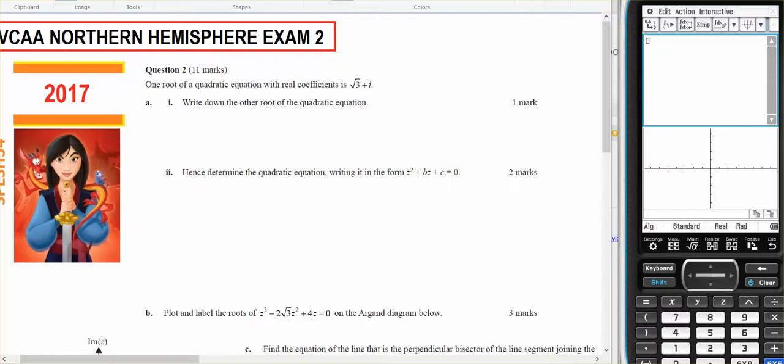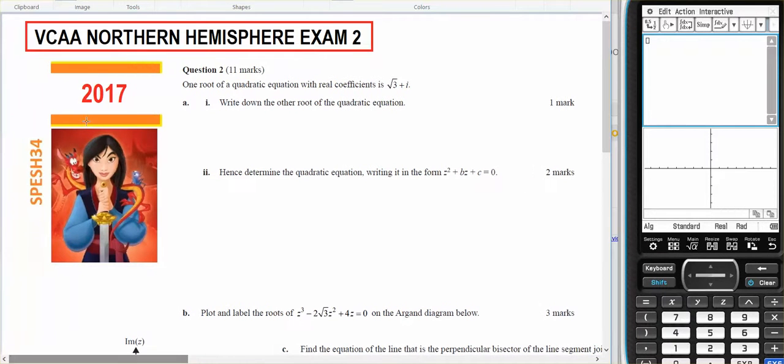This is for Year 12 Specialist. It comes out of the Northern Hemisphere Specialist Exam 2 2017, question number 2.